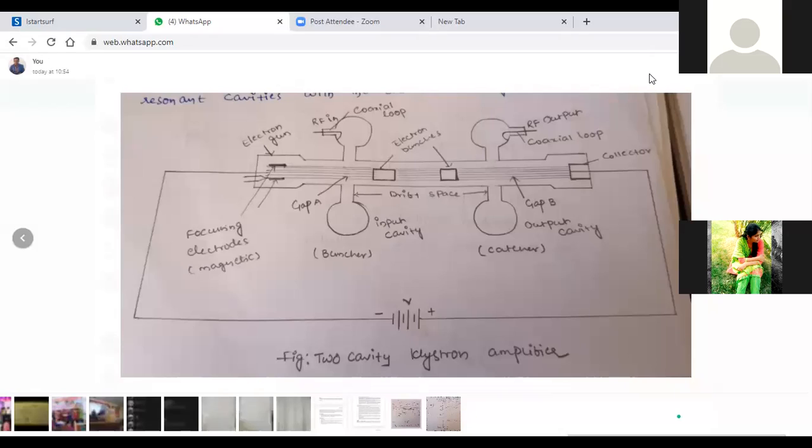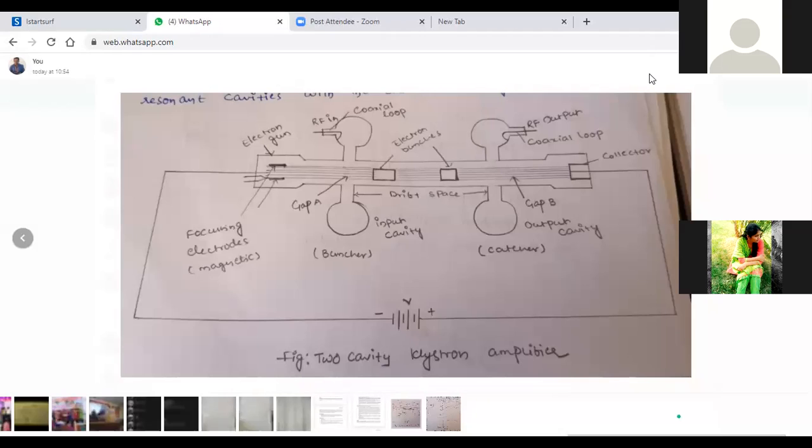This two cavity Klystron amplifier is basically a velocity modulated tube. One of the important definitions here is velocity modulation. No problem, I will give the definition of velocity modulation after completion of the operation.